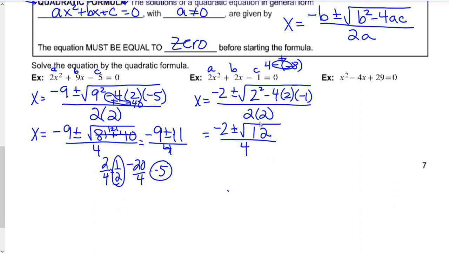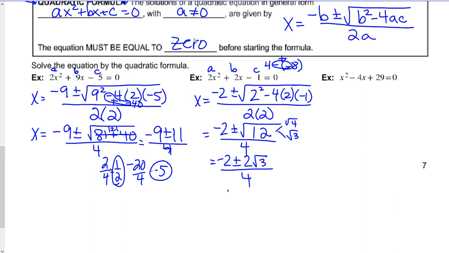And we can simplify this. There is one of those perfect squares. We've done that numerous times before. So I'm going to split that as the square root of 4 times the square root of 3. So this equates to -2 plus or minus square root of 4 is 2 on the outside, square root of 3 on the inside, all over 4.